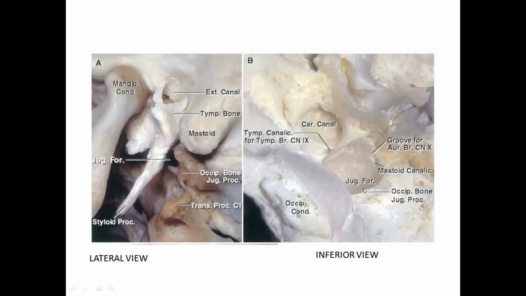Also, like we were discussing, we have the two important branches, that is the tympanic branch of cranial nerve 9 and the auricular branch of cranial nerve 10. So we can see that the jugular foramen's inferior boundary has an opening of the tympanic canaliculus via which the tympanic branch of cranial nerve 9 exits, and we have a groove on the lateral aspect basically for the cranial nerve 10 branch, that is your auricular branch, and this is going to exit via the mastoid canaliculus, and it's going to be joining the mastoid portion.